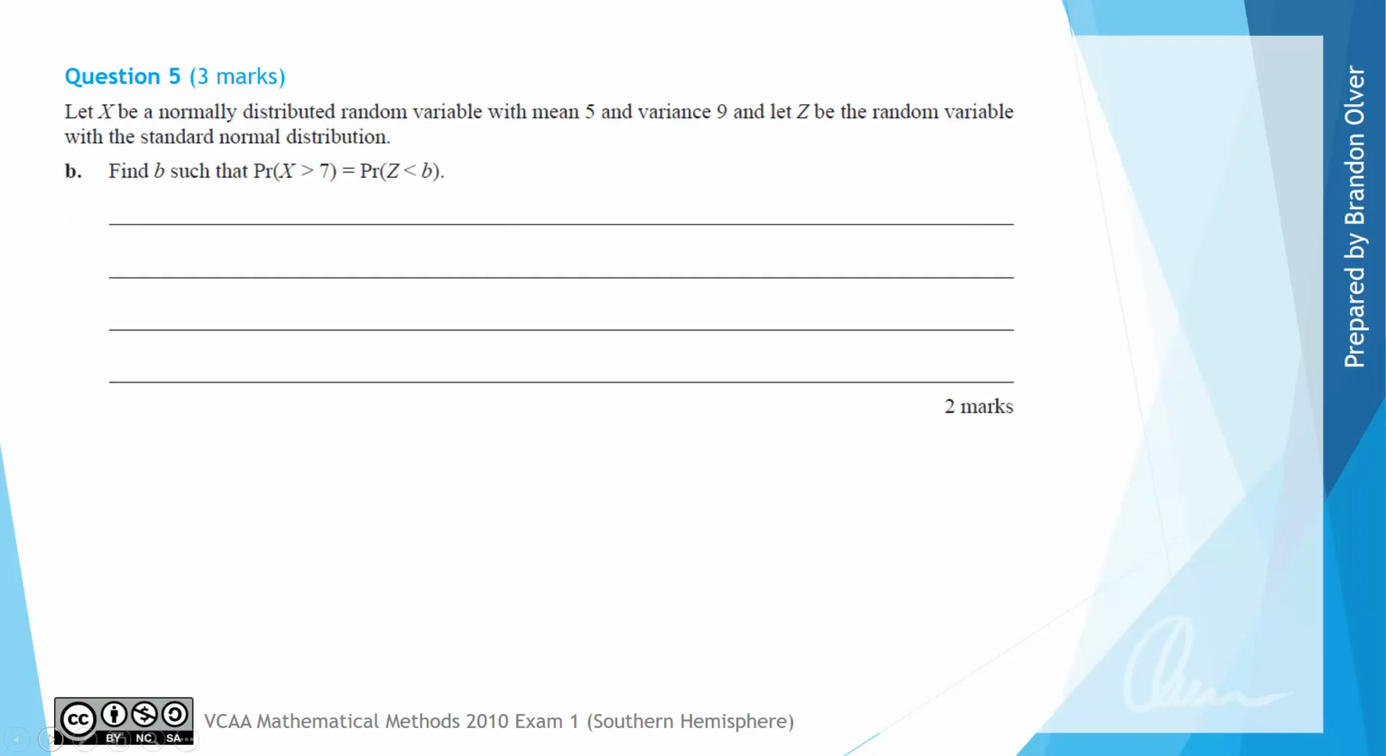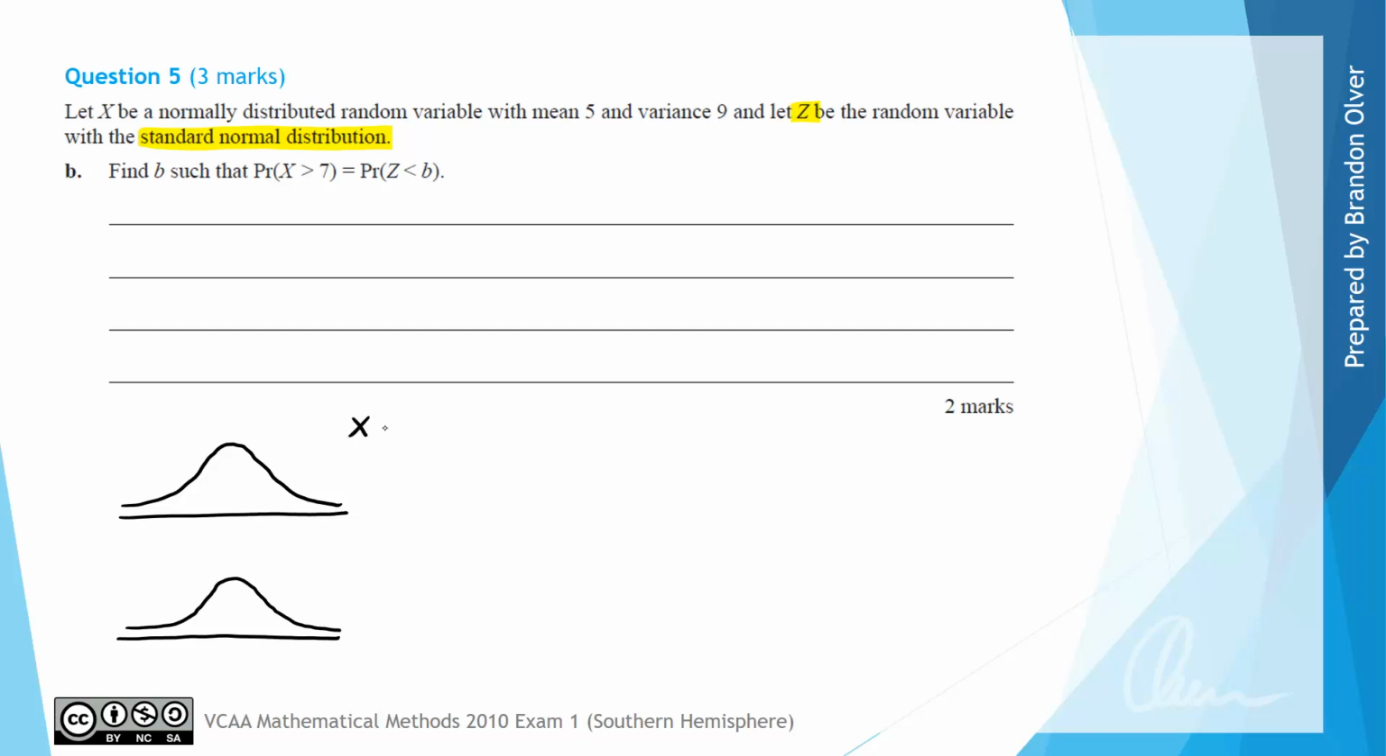For part B, we're asked to find b such that the probability that x is greater than 7 is equal to the probability that z is less than b. And a reminder that z was going to be our standard normal distribution. So for this, we've got two different distributions, x and z. So we're going to draw them just down here on top of each other. So they're two bell-shaped curves. So there's our first, and here's our second distribution. And I've drawn them so that they roughly line up with each other.